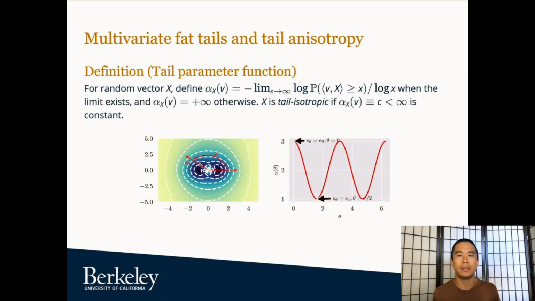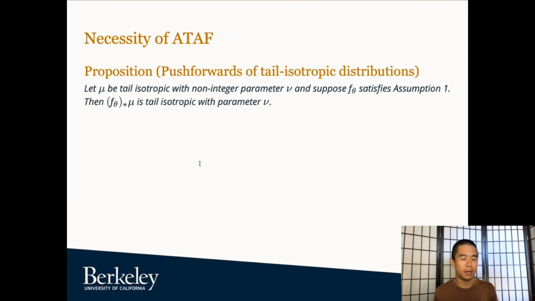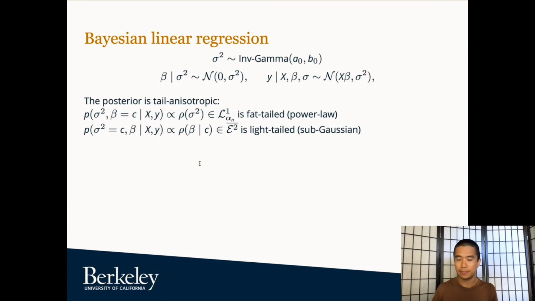Our second contribution is a proposal for a multivariate fat-tailed theory, where we define this multivariate tail parameter function by taking limits of 1D projections along rays through the origin. And using this tail parameter function, we're able to quantify whether a distribution is tail isotropic or if it's not, like shown in this figure. Under our multivariate theory, we're able to prove the necessity of ATAF through this impossibility result, which states that given a tail isotropic base distribution, any of the flows considered previously will keep the push forward tail isotropic.